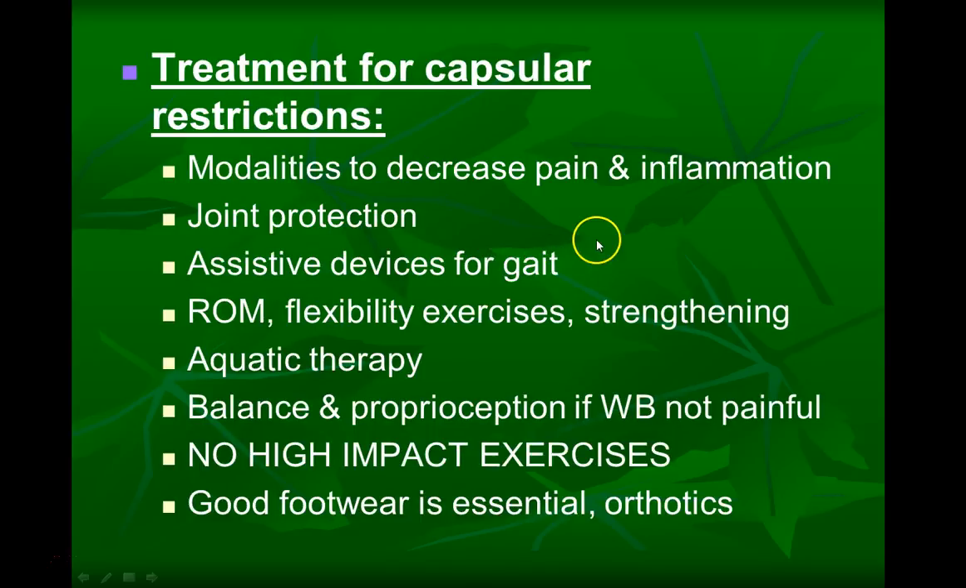Modalities: joint protection, use assistive devices for gait, range of motion, flexibility, aquatic therapy. If weight bearing isn't painful, or when it becomes less painful, we can begin to do balance and proprioception exercises. This is not a patient that we're going to do a lot of high impact stuff with, and definitely take a look at those patients' shoes. Good footwear is going to be extremely important for those patients.